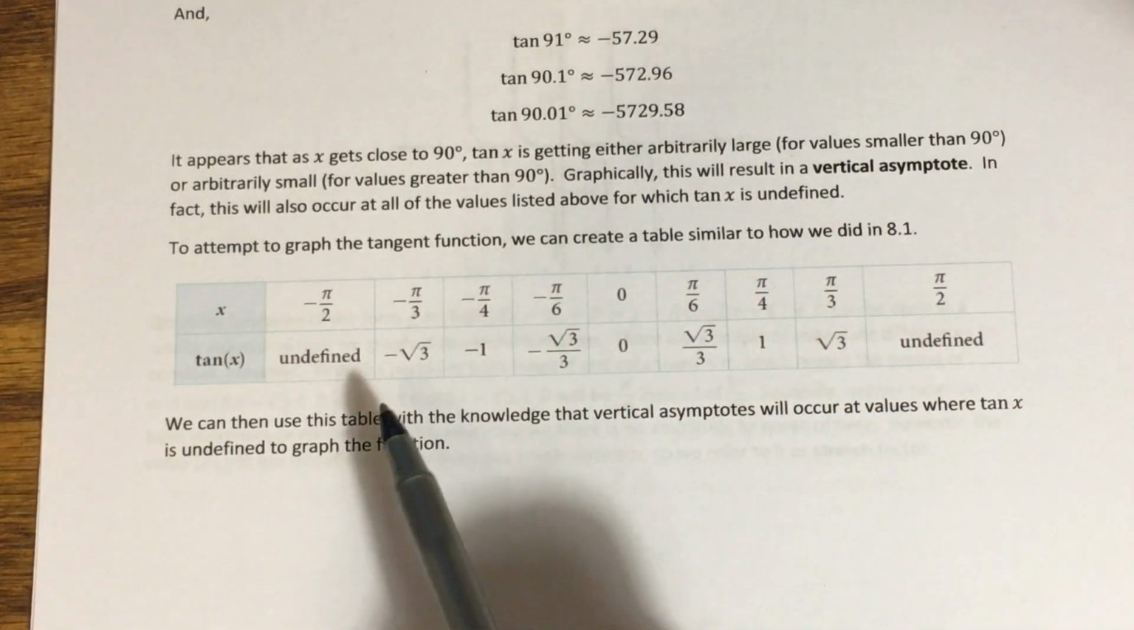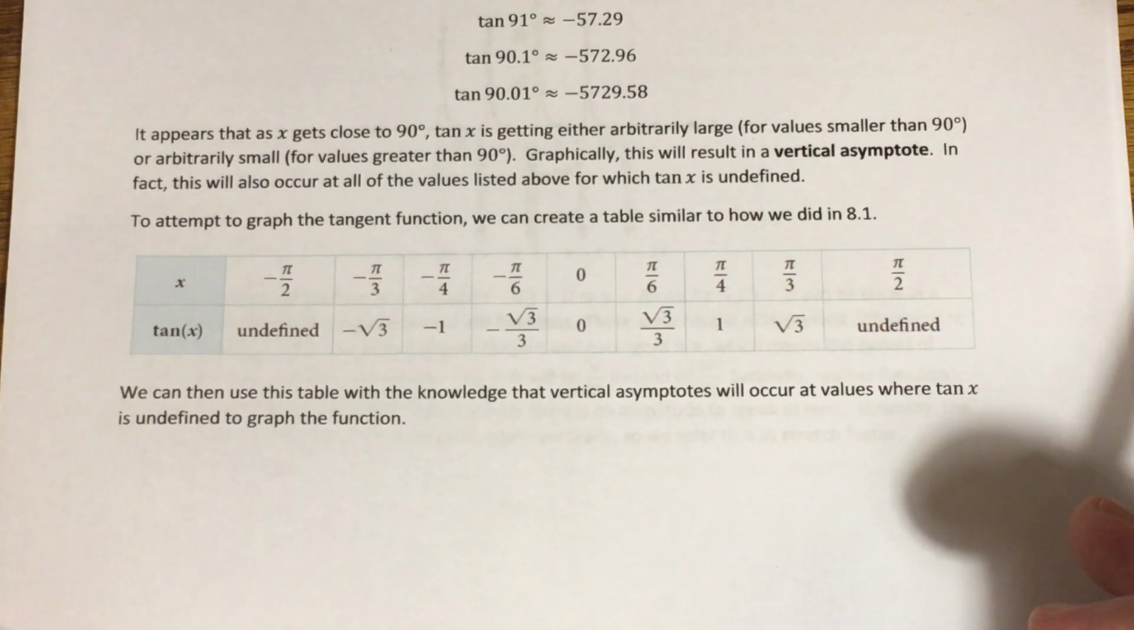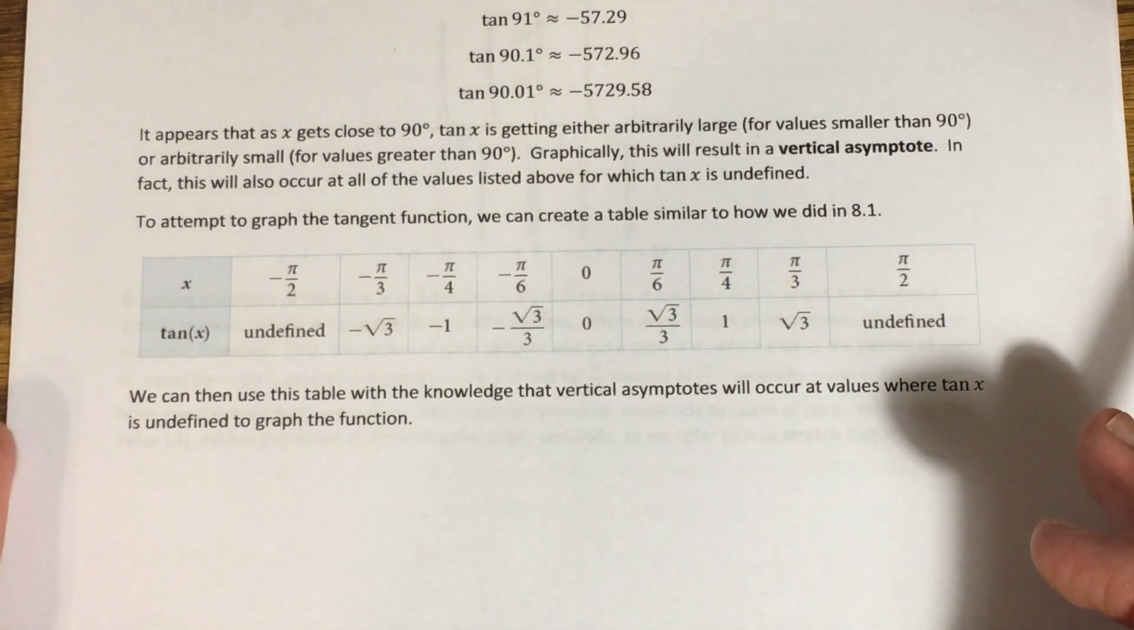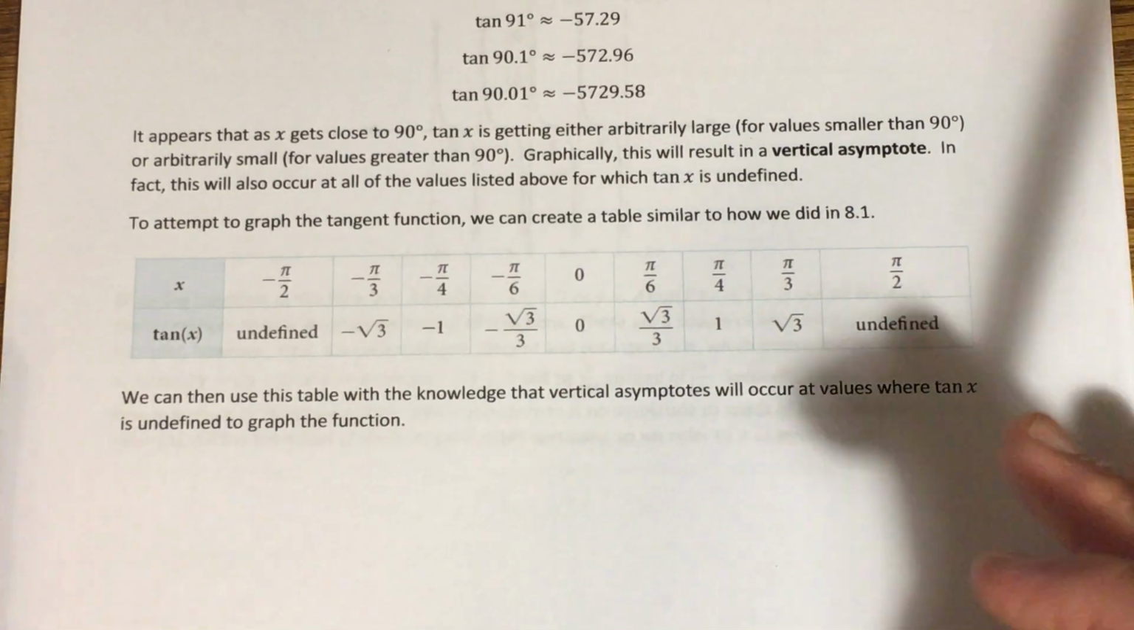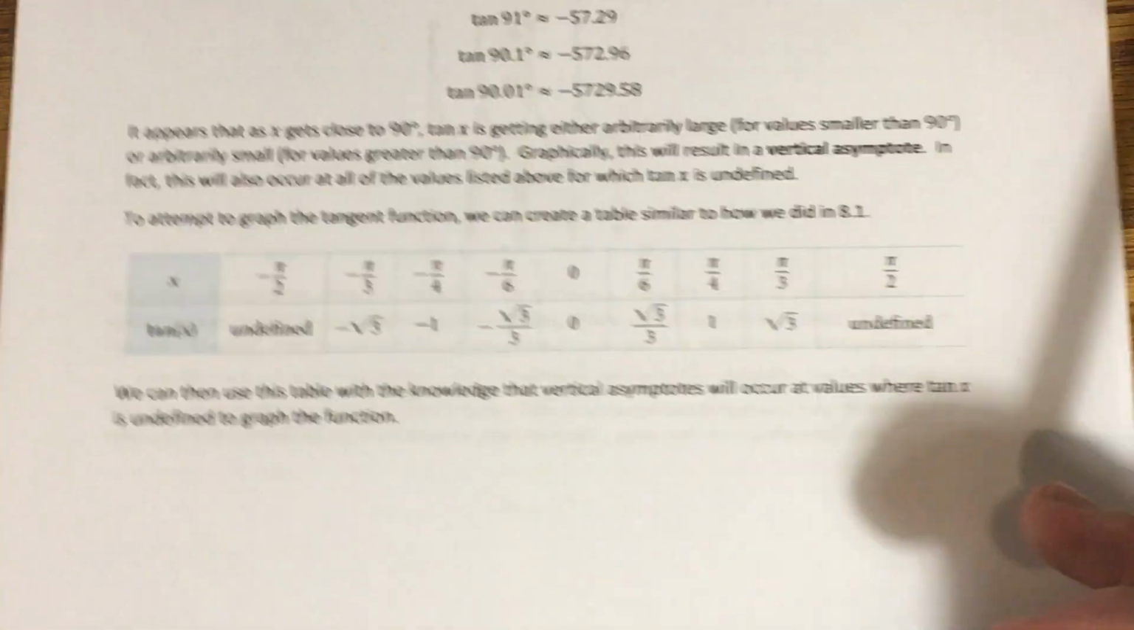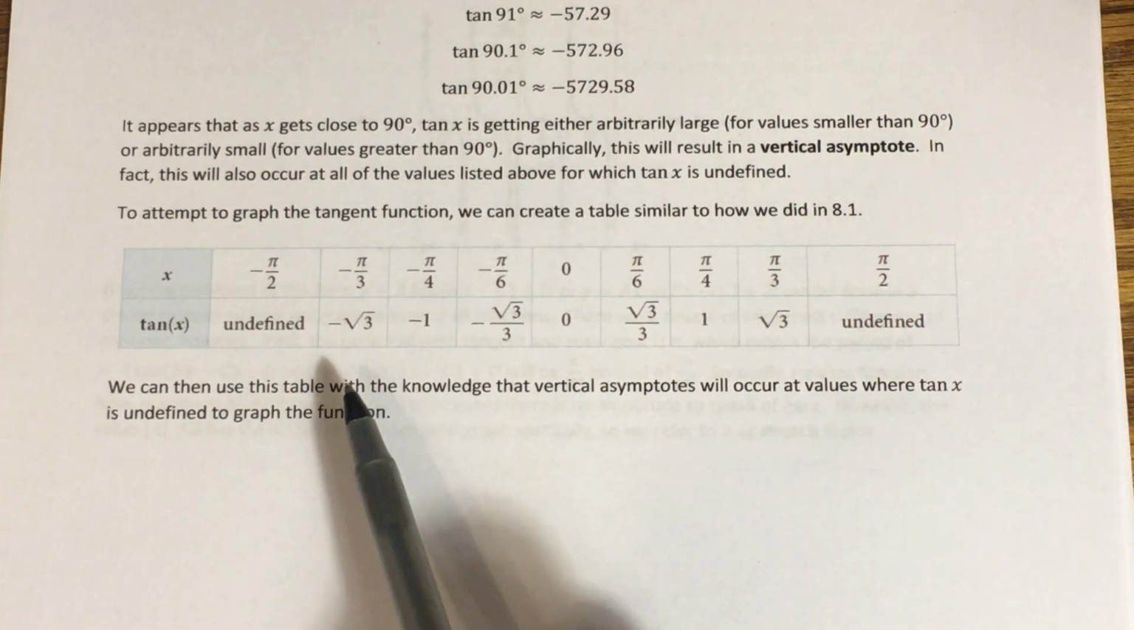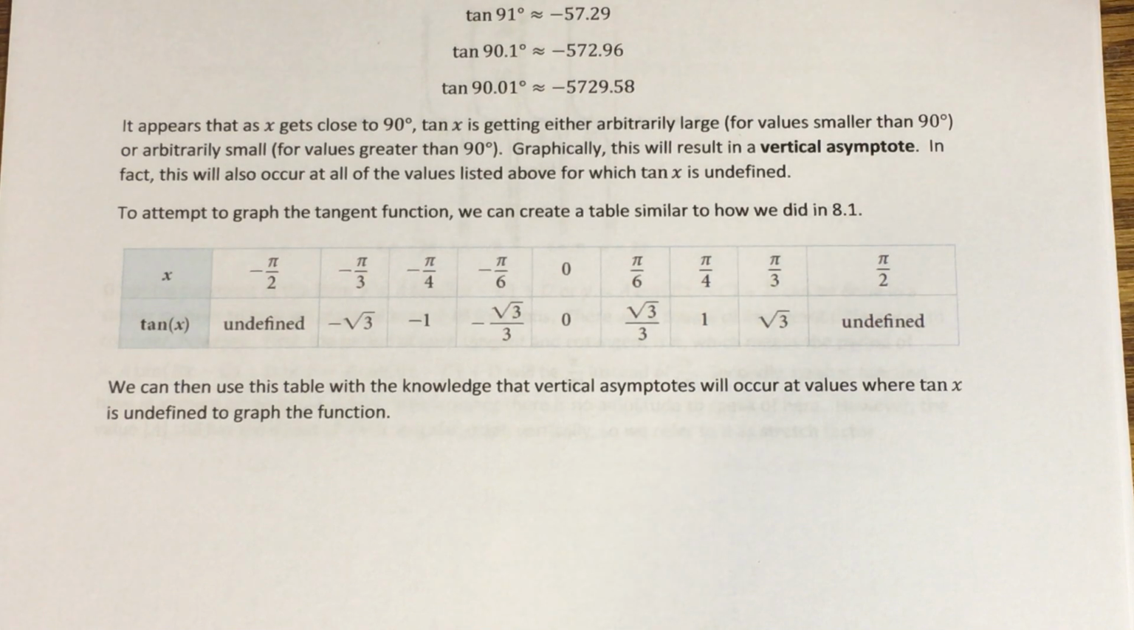Now, let's graph the tangent function. So one important thing to remember about the tangent, cotangent as well, we'll talk about cotangent next, is that tangent is also a periodic function, just like sine and cosine, but it has a shorter period than those functions do. The period of the tangent function is pi instead of 2 pi.